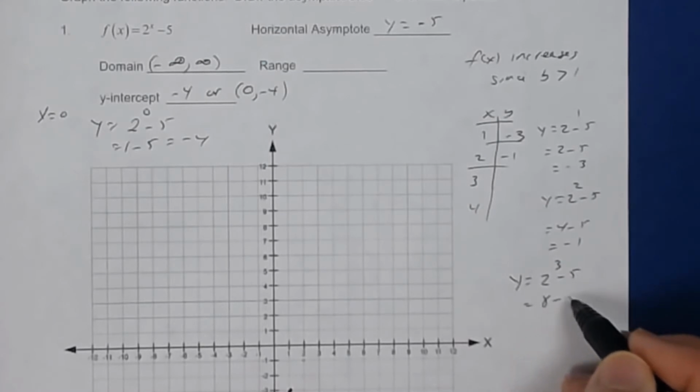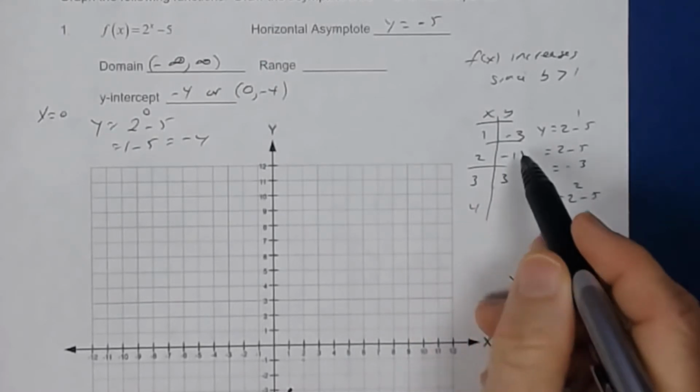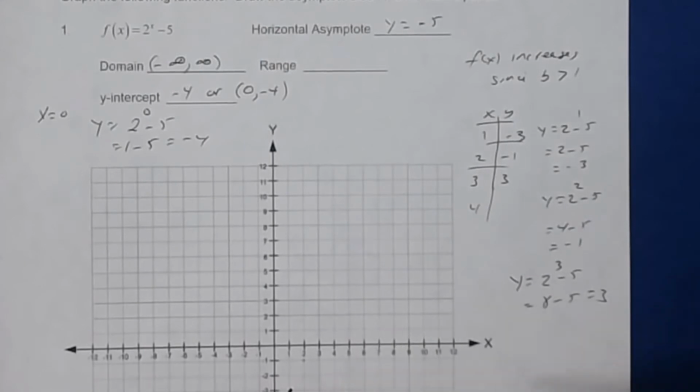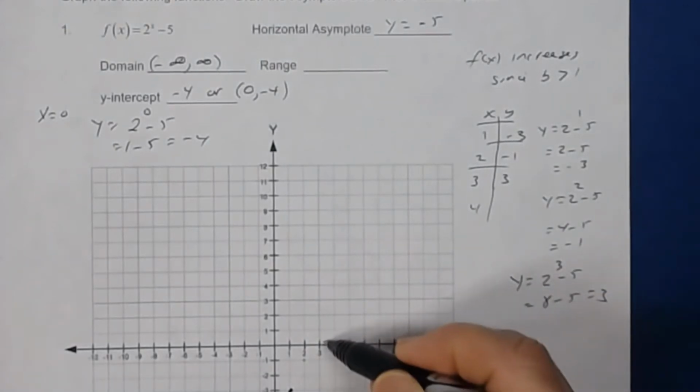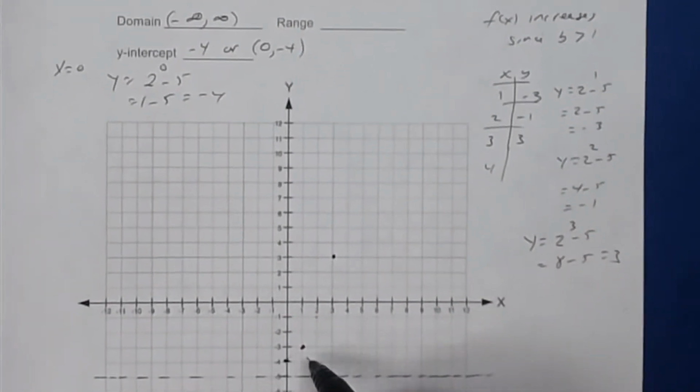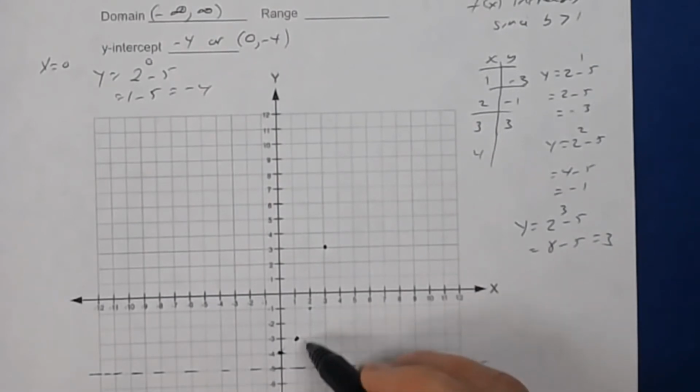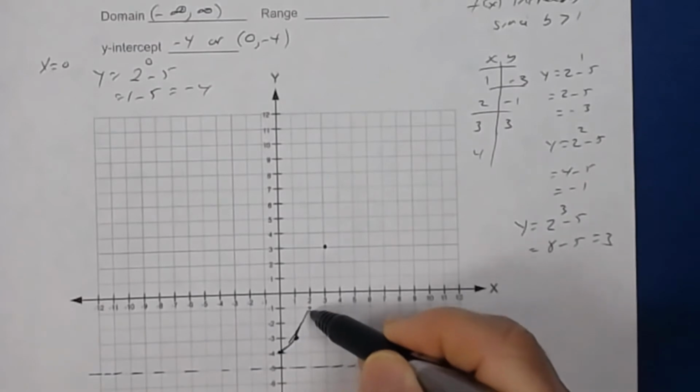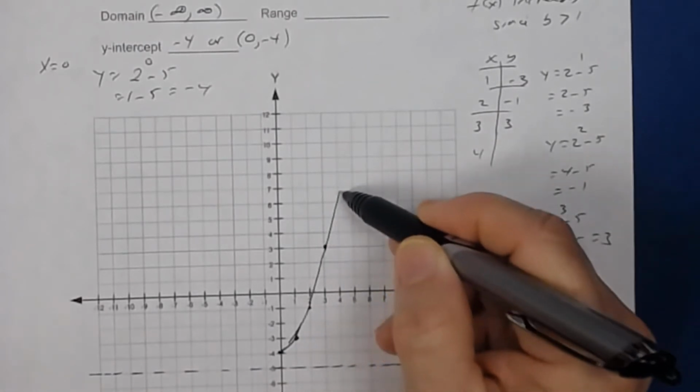So that's 8 minus 5, which is 3. So you see that the y values are increasing, right? Okay, so I get 3, 3, which is right here. All right, and so then I just go ahead and draw my graph like this.